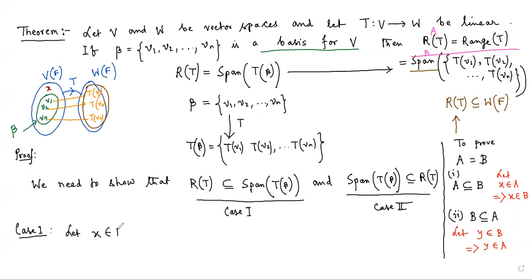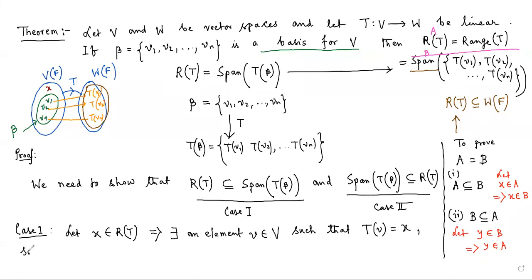In a similar manner, we are going to choose an element X from RT. Our objective is to show that RT is a subset of the span of T beta. If X belongs to RT, by definition there exists an element V belonging to the vector space capital V such that T of V is equal to X. By definition of the mapping, there must exist an element V in the vector space capital V so that the image of V is equal to X.